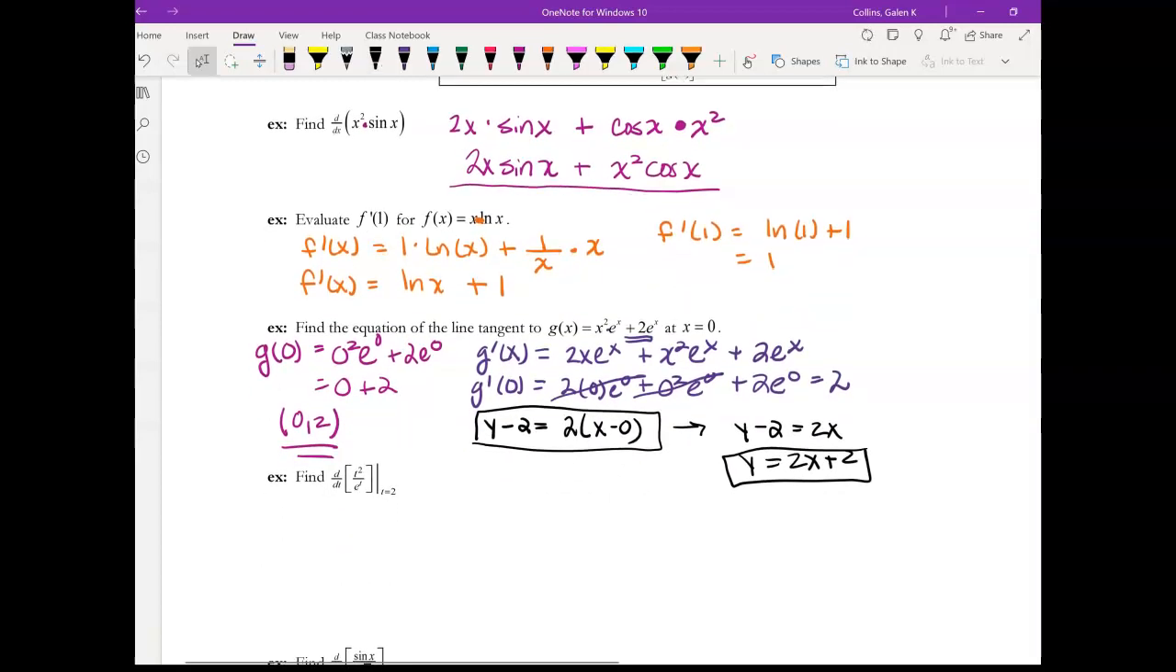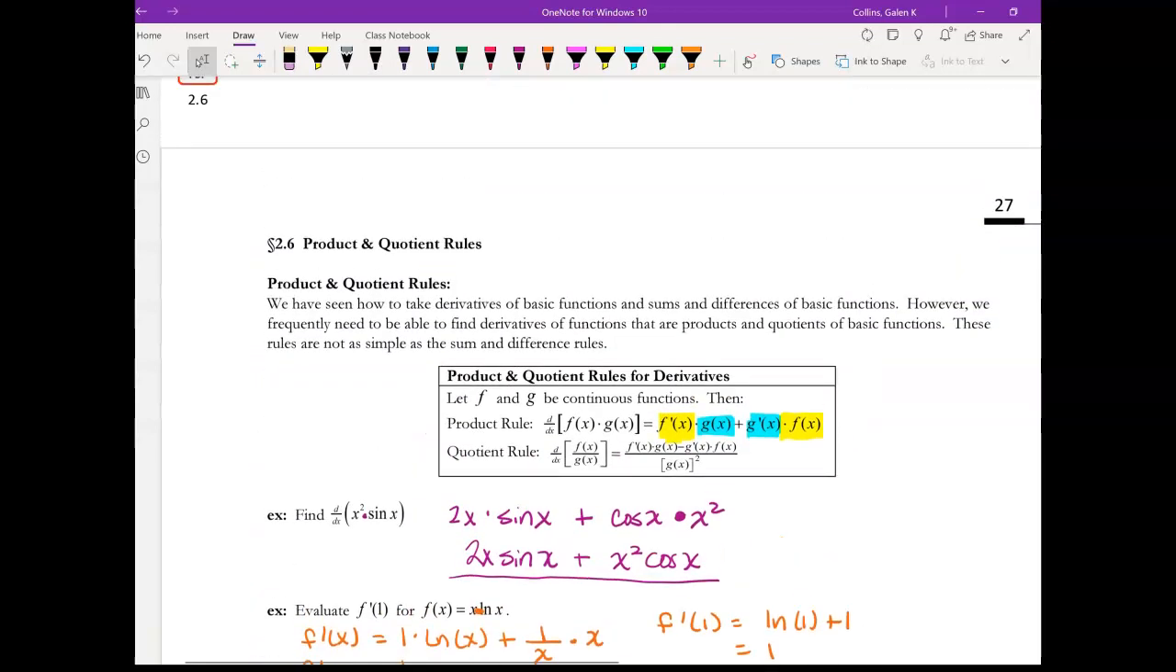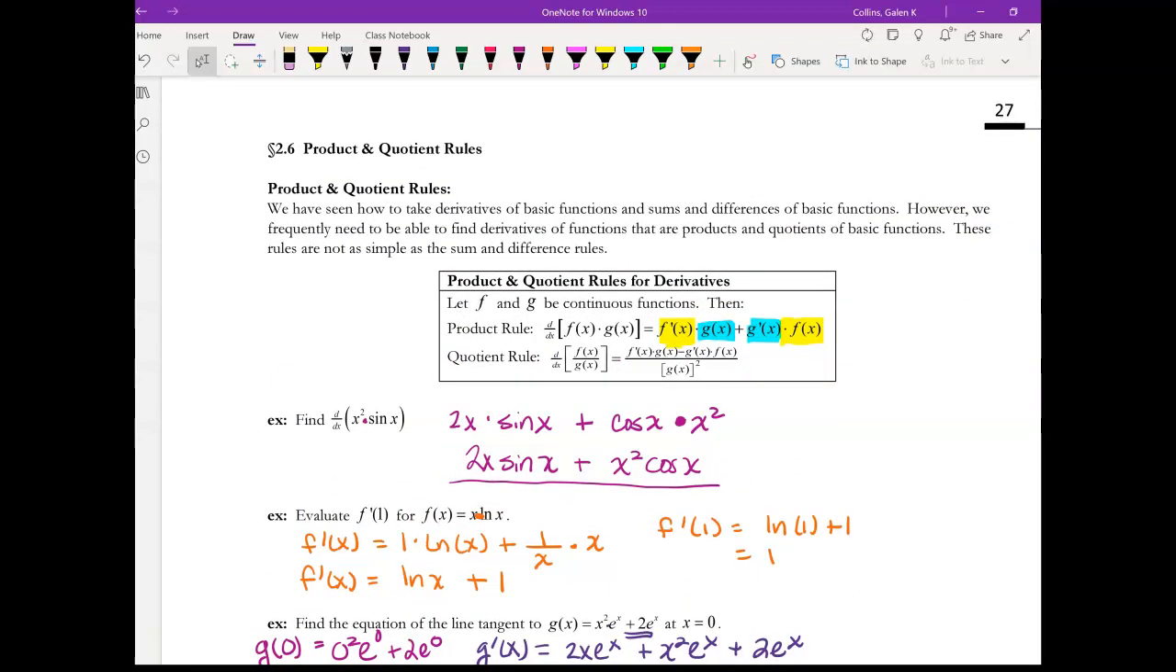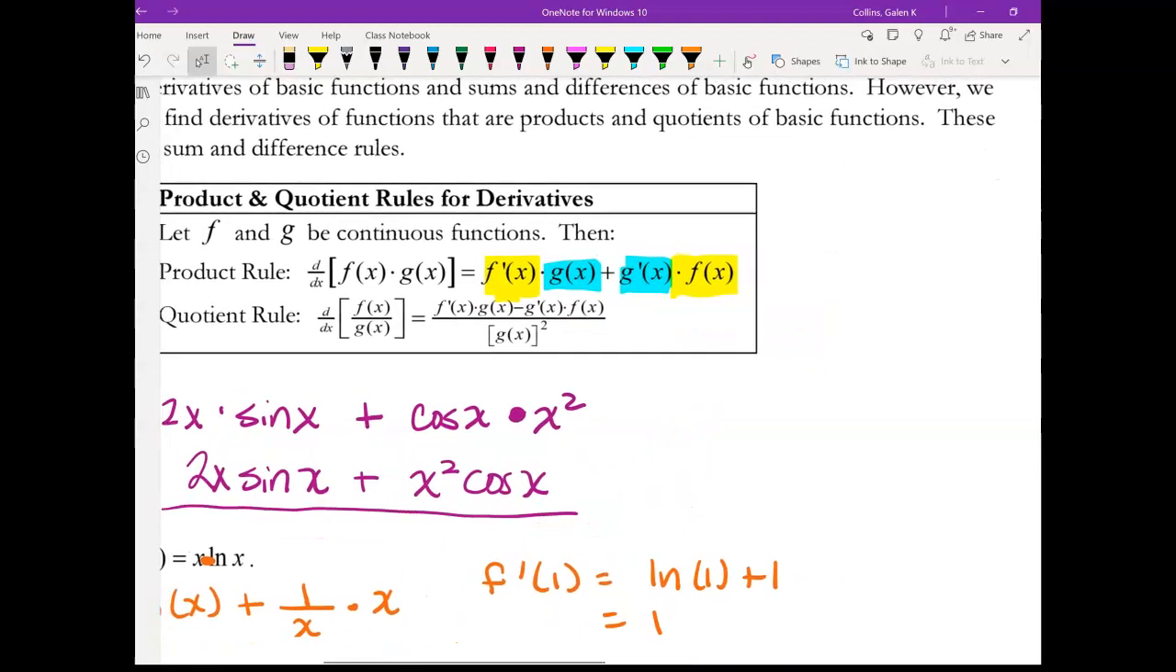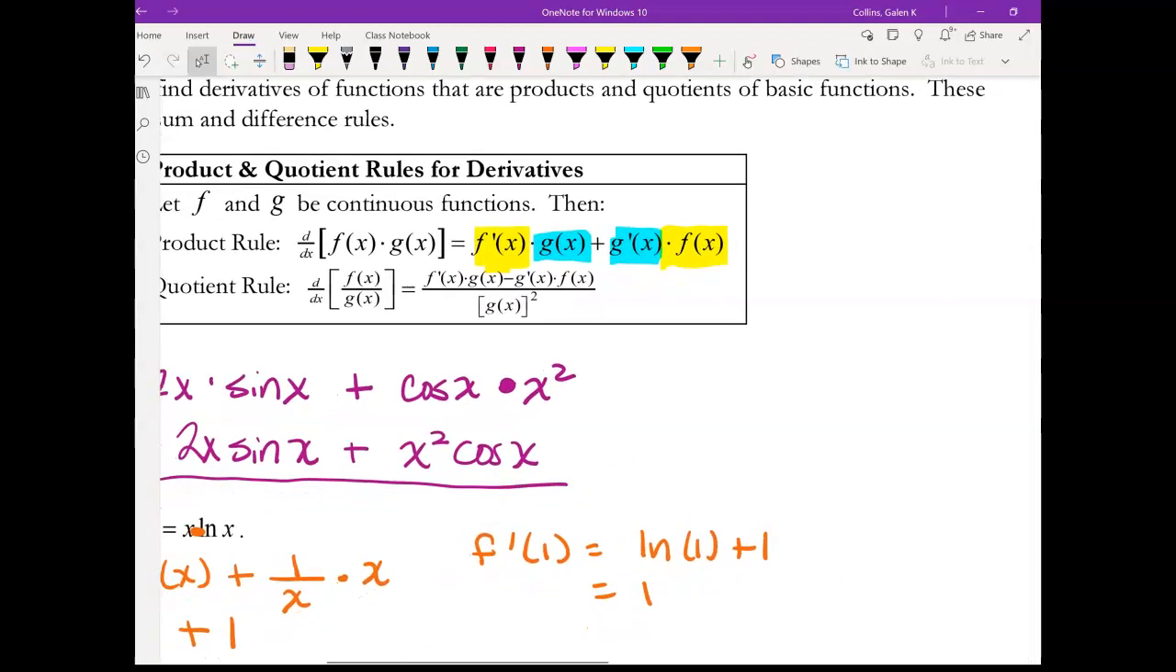All right, so those are the first examples using the product rule. Let's talk about the quotient rule. The quotient rule is a little harder to unpack, but I have a stupid saying that'll get stuck in your head and that will help you.